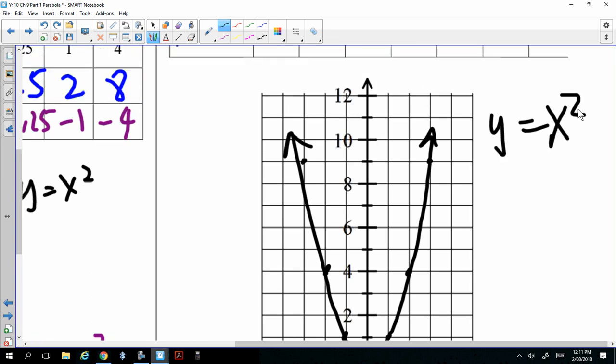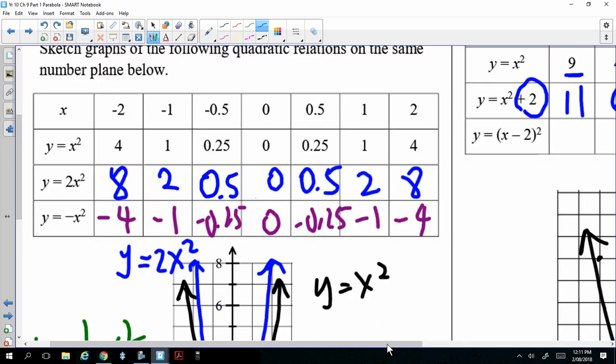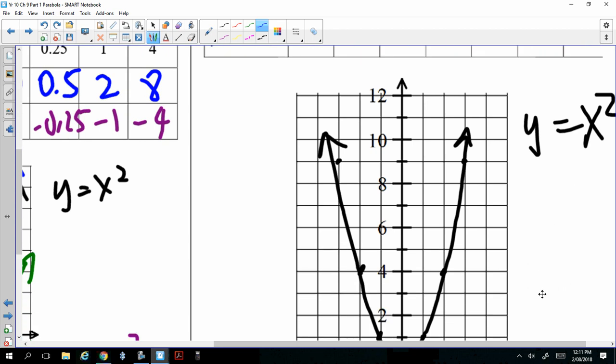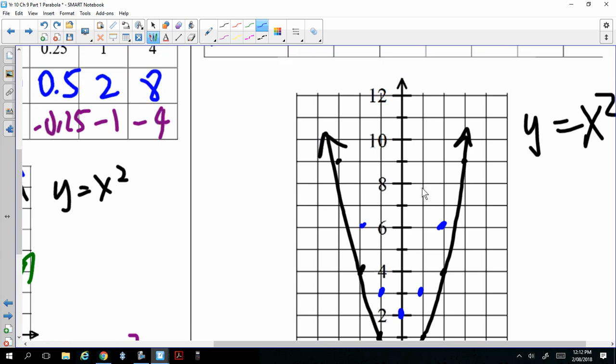And then what we're going to do is draw the blue one, y equal to x squared plus 2, and see the effect it has on the parabola. Okay, let's do that. So we're going to add 2 to the y value. So you add 2 units. So here, here, here. And 4 plus 2 is 6, and then 9 plus 2 is 11. And then get these points.